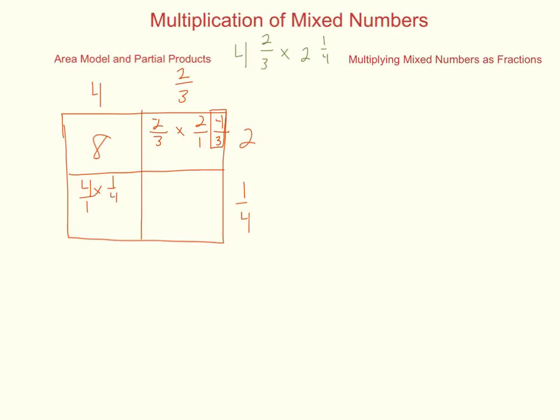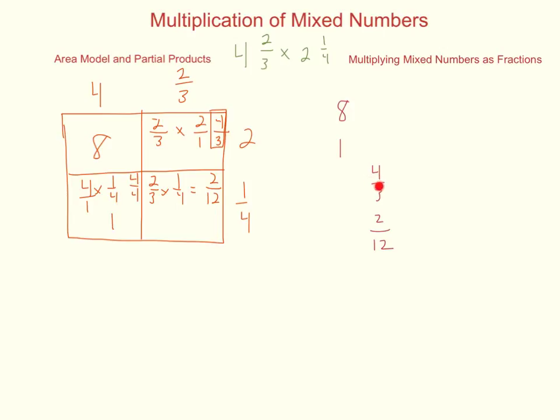And we're going to make that 4/1, which is going to be 4/4, or 1. And in the last section, it will be 2/3 times 1/4, which is going to equal 2/12. Now, once we have that, we can go ahead and add up all 4 sections now. We're going to have 8, 1, 4/3, and 2/12. Now, before we add up, we have a choice with this number right here.